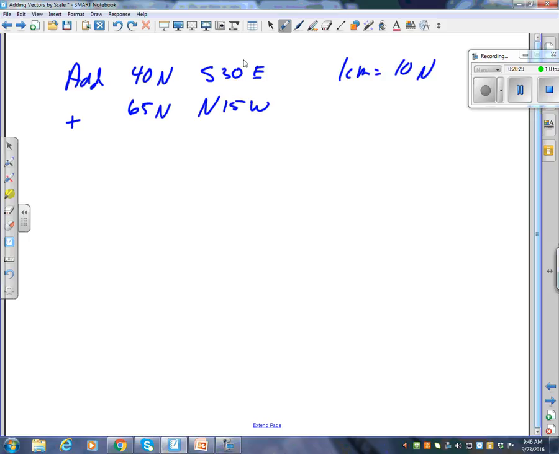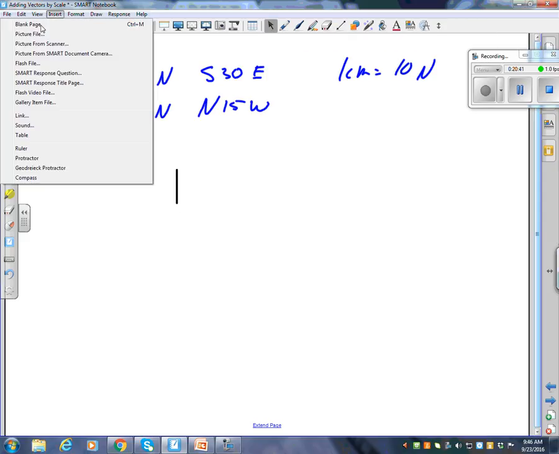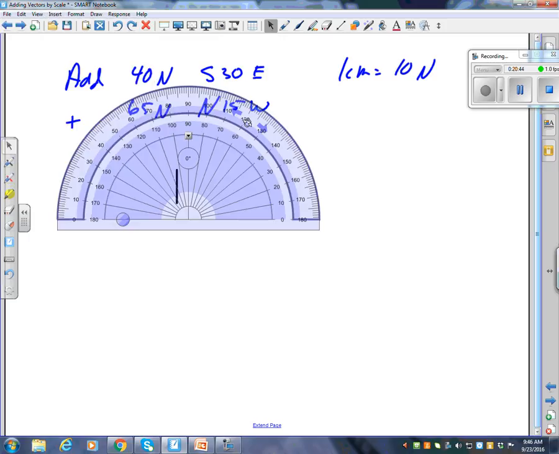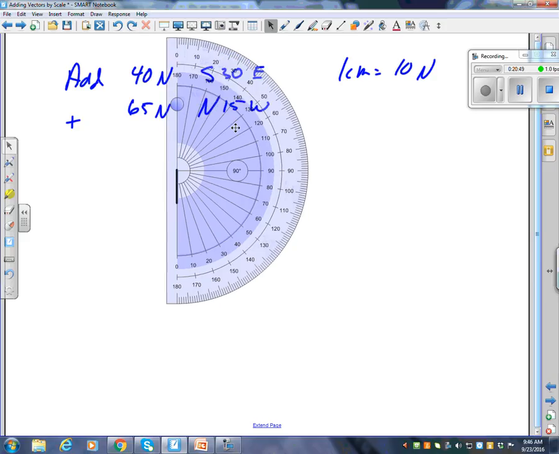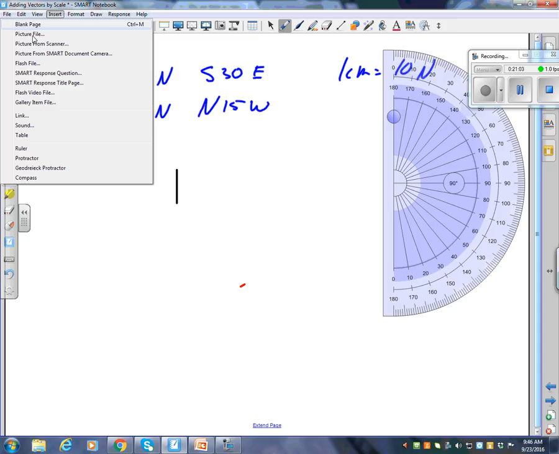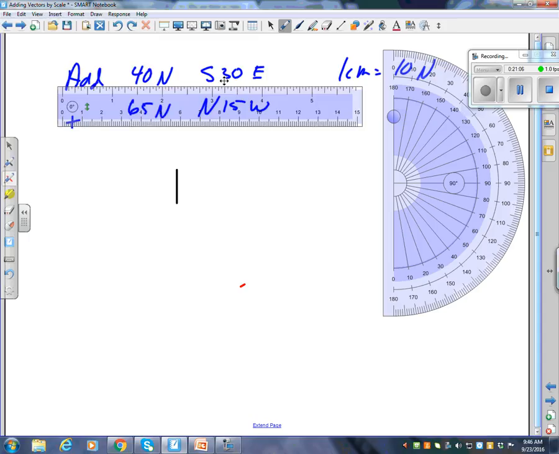South 30 east. Draw a reference line. Oh, that's no good. South 30 east. From there, I'm going to go south, put my 0 at south, and I'm going to go 30 east from the top. That's where I'm going to go. So 0, that's south, 10, 20, 30. Come on, right there. Ruler. 40 newtons, so I went 1 centimeter equals 10, so it's going to be 4 long, right?